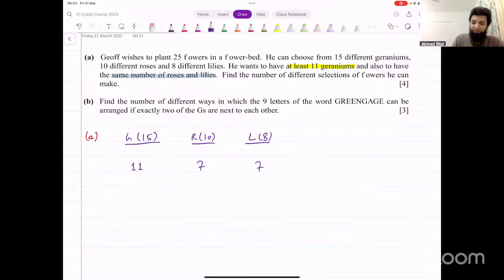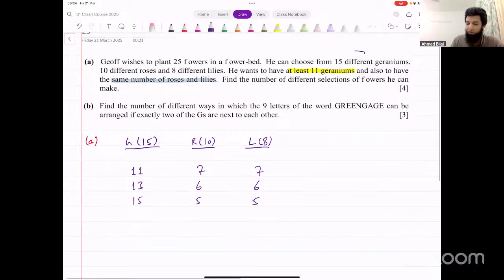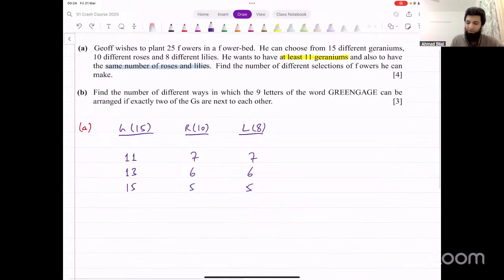So the next case would be that we have 13 geraniums. If we have 13 here, 25 minus 13 leaves us with 12. That 12 has to be equally divided amongst these two. That would be 6 and 6. And then 14 is not possible again, because that will give us decimals for the others. So we have 15 next, and that leaves us with 5 and 5. And that's it, because we have a total of 15 geraniums. We can't go beyond that. And that should give you the result, the number of different selections.